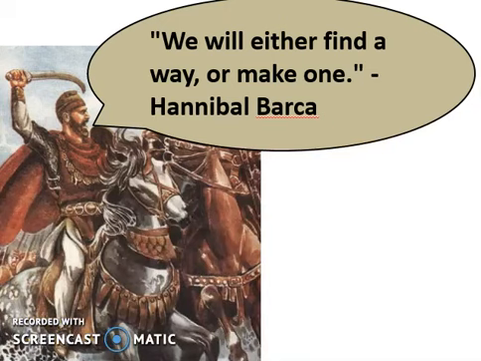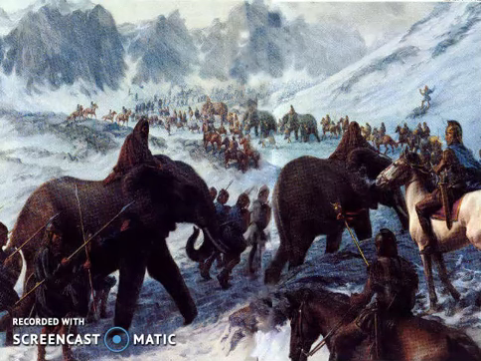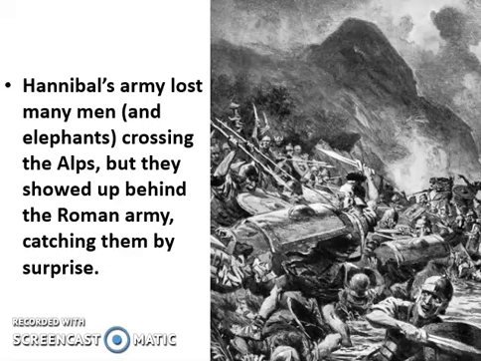Now, in terms of going through the Alps, Hannibal is believed to have said, "We will either find a way or make one." He was committed to making his way into Italy. Now, elephants and his soldiers from northern Africa were not really used to the type of weather that they encountered in the Alps. These are very tall mountains. It gets very, very cold, and there were edges, so a lot of horses died, a lot of elephants died, a lot of men died on this trip to try and get into Italy.